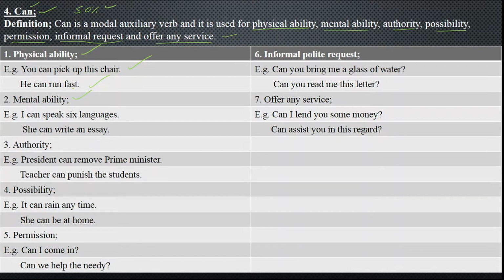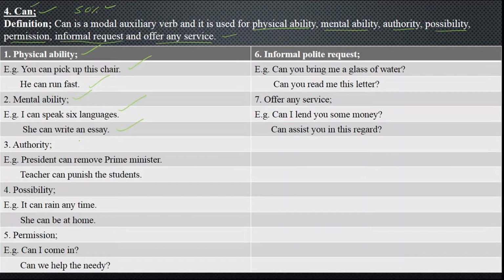Mental ability all belongs to the mentality, where there is no need of physical power. Mental, like mind access or power. Like I say, I can speak 6 languages. Now it is my mental ability, which belongs to education, knowledge, etc. And she can write an essay. It is again mental ability, the ability of learning.